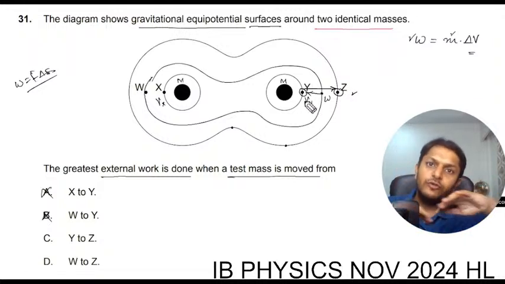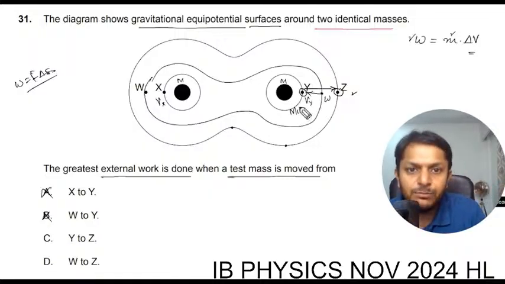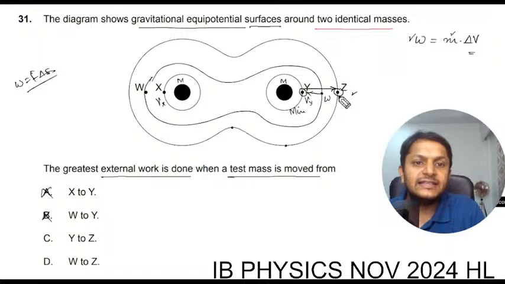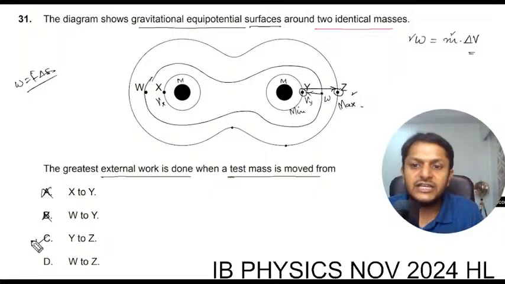So as you keep on moving farther away, the potential keeps on increasing. So Y is minimum potential, which is equal to X, and Z is the maximum potential. So of course it should be Y to Z. So it will become Z minus Y. So C is absolutely correct.